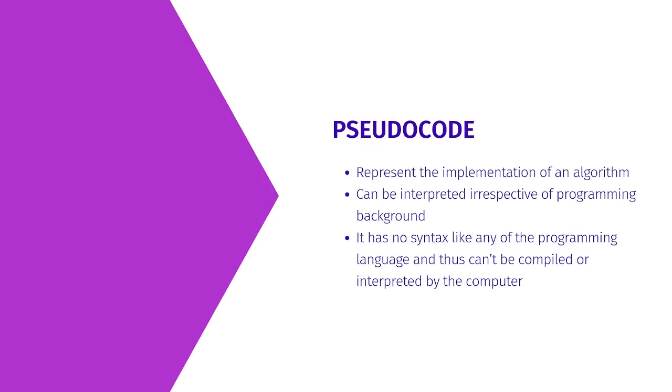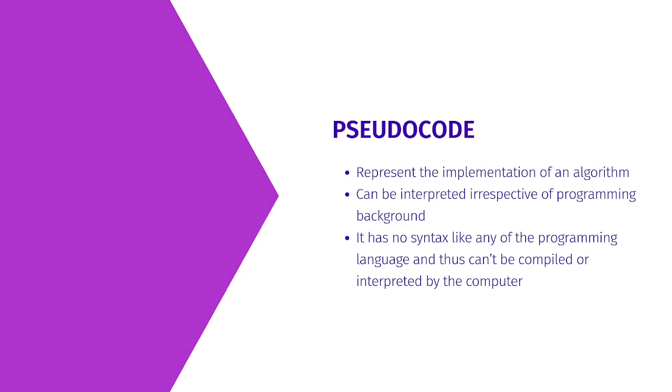So what is a pseudocode? It is used to represent the implementation of an algorithm. And also it can be interpreted irrespective of the programming background. It has no syntax like any of the programming languages and thus can't be compiled or interpreted by the computer.